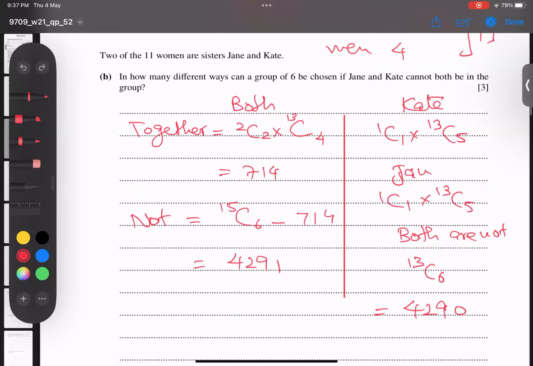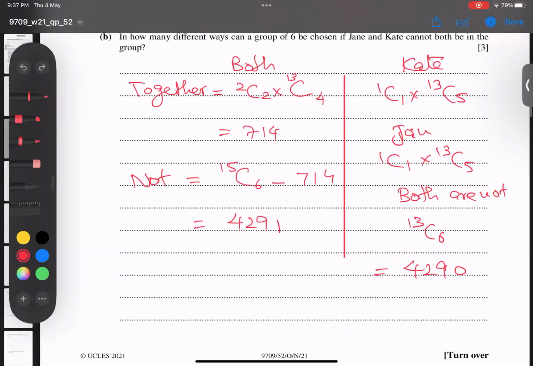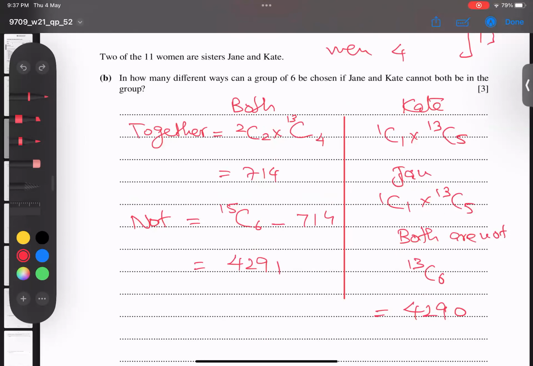Wait a minute. Both are there, and subtract from total. 15 is there. Yeah, 15C6. And 4290 and 4291. Wait a minute, why is the difference coming? Anyway, let me try typing again. 13C4. Oh, sorry, this is a typing mistake. This is 715 actually, my mistake.